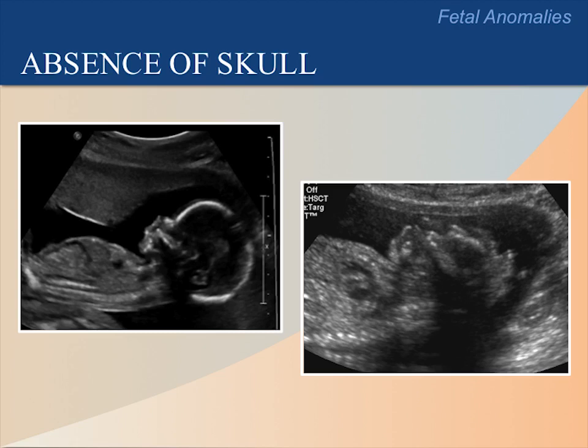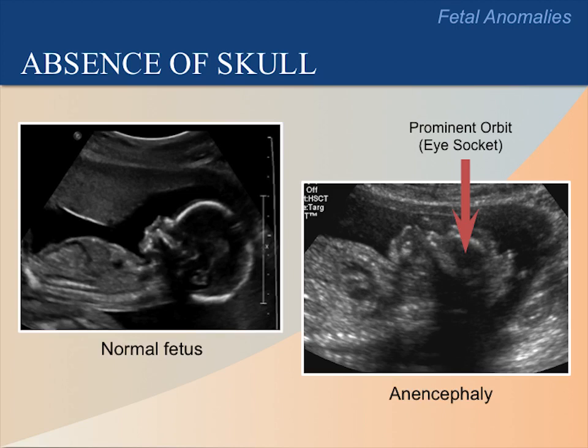Please pause the video now to identify the signs of anencephaly in the image. On the left, we see a normal fetus with a skull and brain. On the right is an image of a fetus with anencephaly. Notice that the eye socket, or orbit, appears prominent and that there is no skull above the level of the orbits.